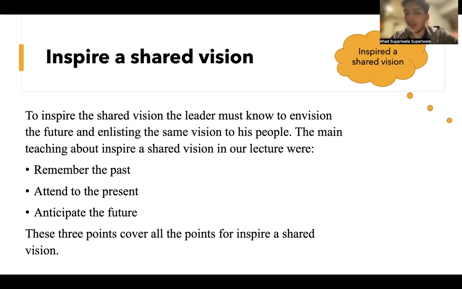Now I will go to attend to the present. Attend to the present. A leader must be present to his own presence, right? To make his own future, to create his own future. He must work in the present to create his own future. Anticipate the future. Anticipate the future means the leader must be willing to anticipate his future. It means that anticipation to create his own future. He must have more to prepare, and he will always be ready for the change if he practices anticipating the future. These 3 points cover all the syllabus for inspire a shared vision.